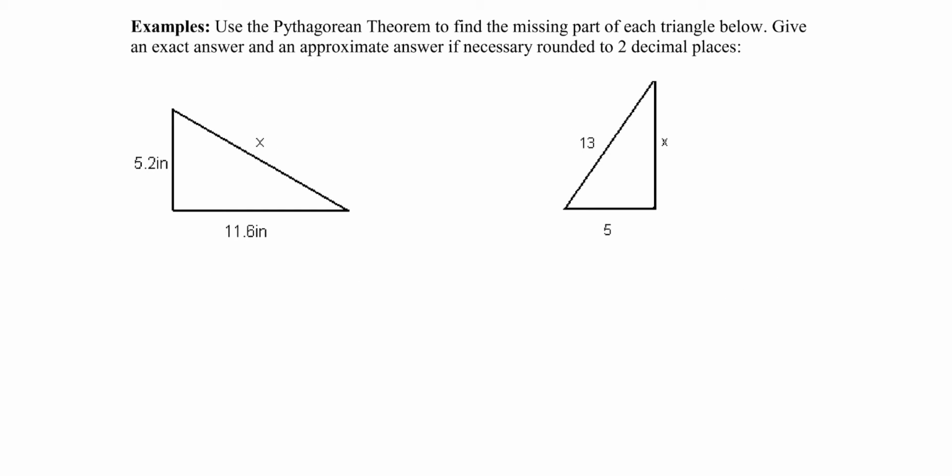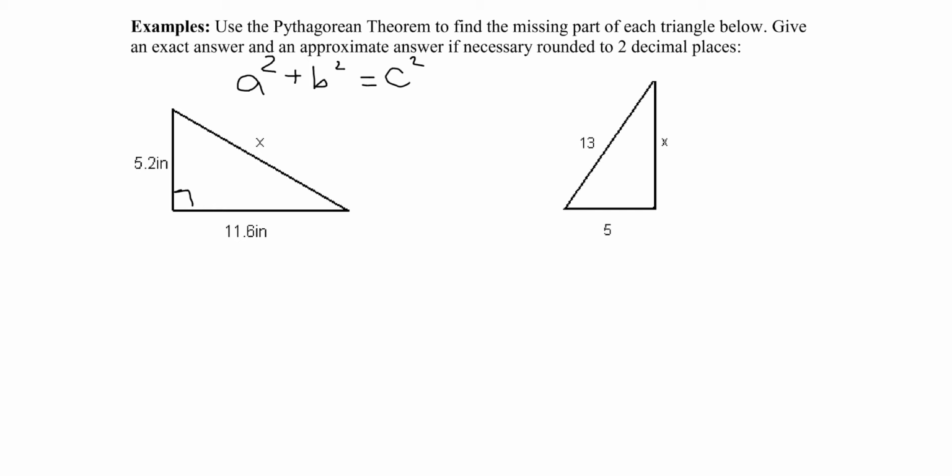Okay, here we're going to use our Pythagorean theorem to find the missing part of the triangle. Remember, your Pythagorean theorem is a squared plus b squared equals c squared. Or if you take each leg of a right triangle and square it and add them together, it will equal the hypotenuse squared.